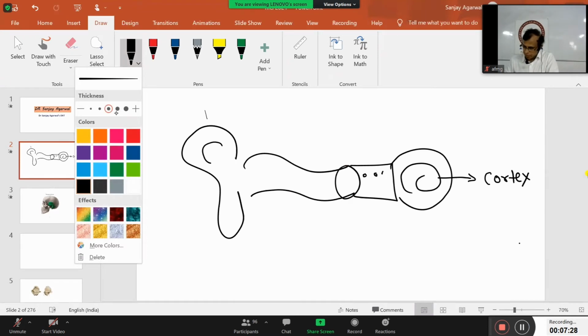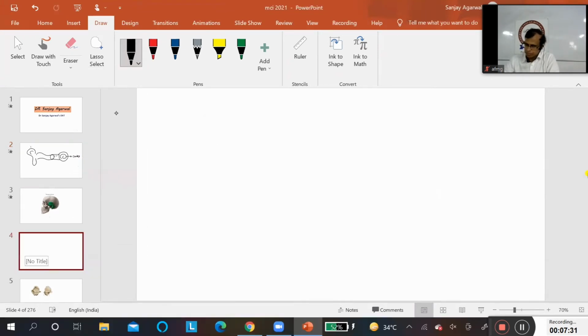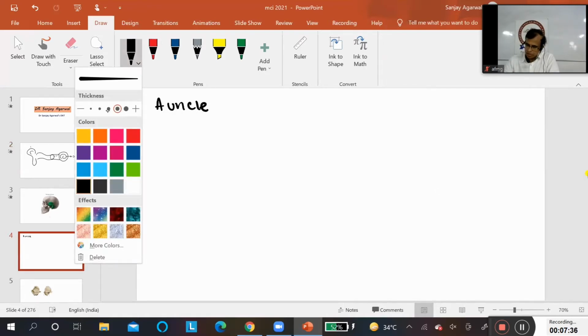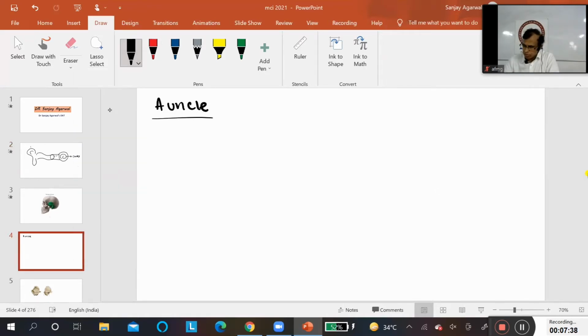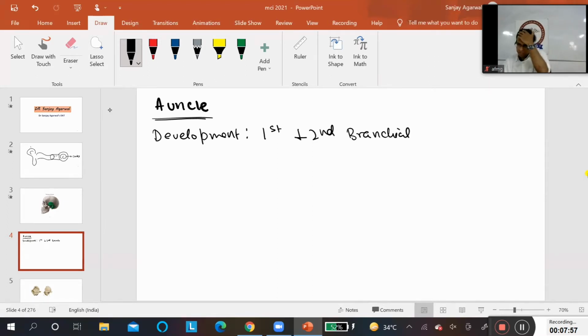And our pinna, what is the pinna also called? Auricle. A few things you have to know: the development of the pinna. Where does it develop from? Any idea? It's a very important MCQ. It develops from the first and second branchial arches. Pinna develops from the fusion of the first and second branchial arches.